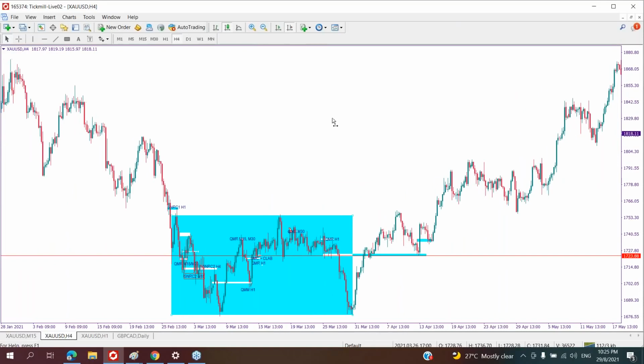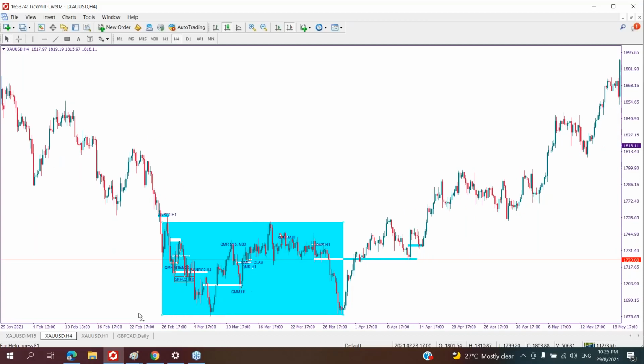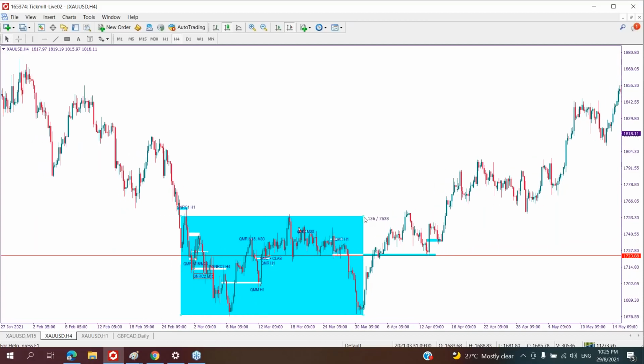Price is making a downtrend, then price is making sideways, and then price is making an uptrend. So we can see here price making sideways. This is the month that I compound.